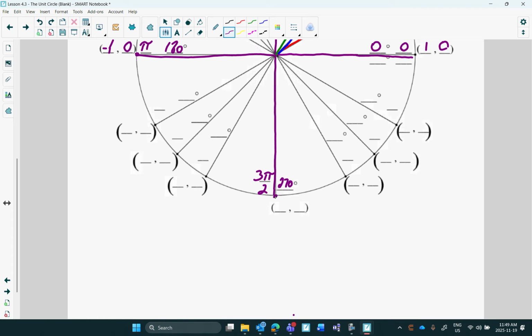What's the point that it hits on the unit circle? (0, -1). So that's the 90 degree family, or the pi over 2 family, the purple ones. There's one more, but we don't have to draw it, because if we did a complete circle, we'd end up at 0 again. A complete circle is 2 pi. So the point at 0 degrees or 0 radians and 360 degrees or 2 pi is the same point, (1, 0).